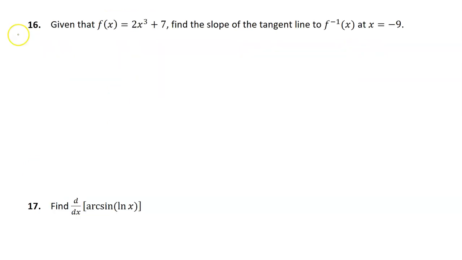Number 16. Given that f of x is equal to 2x to the third power plus 7, find the slope of the tangent line to f inverse at x equals -9. So we're still dealing with f inverse, and if we want the slope of a tangent line, that is the derivative. So we need to somehow find the derivative of f inverse. Well, here again, this is that three-step process that I was talking about.